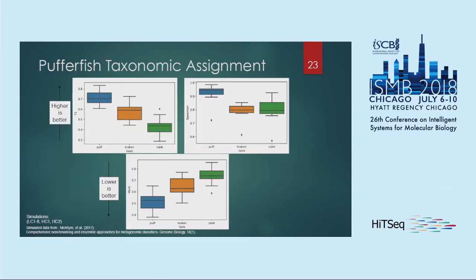As you can see, we've used 3 metrics: F1, Spearman, and MARD, and in all of these we are doing better in accuracy compared to Kraken and Clark. We've used the simulated data from this paper, and we've used the default settings for running Kraken and Clark.